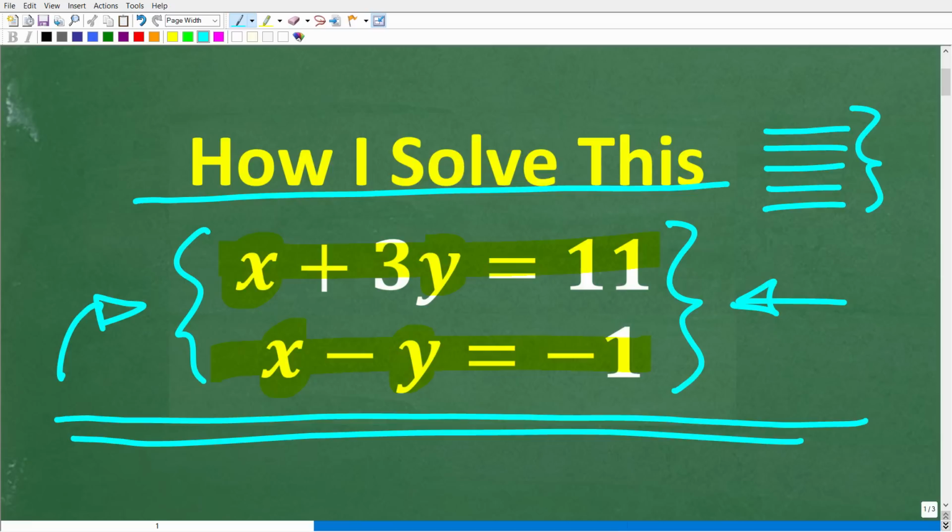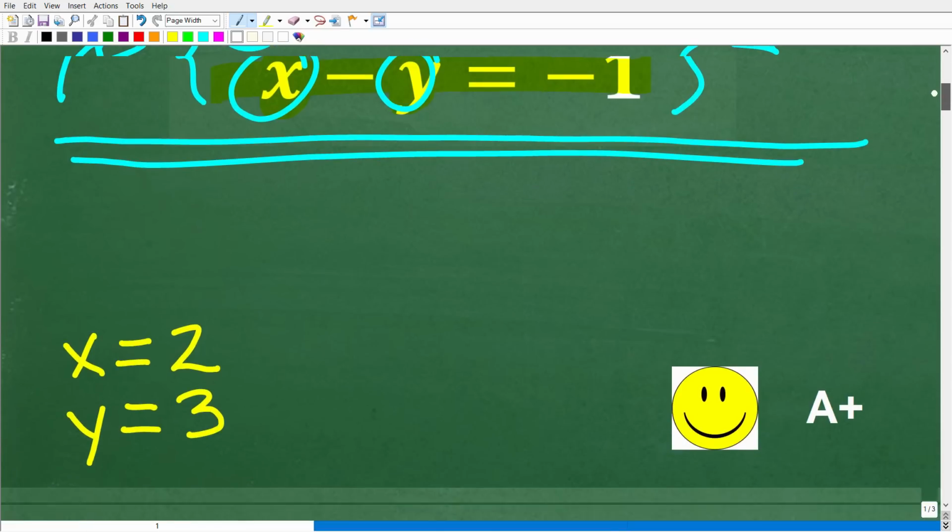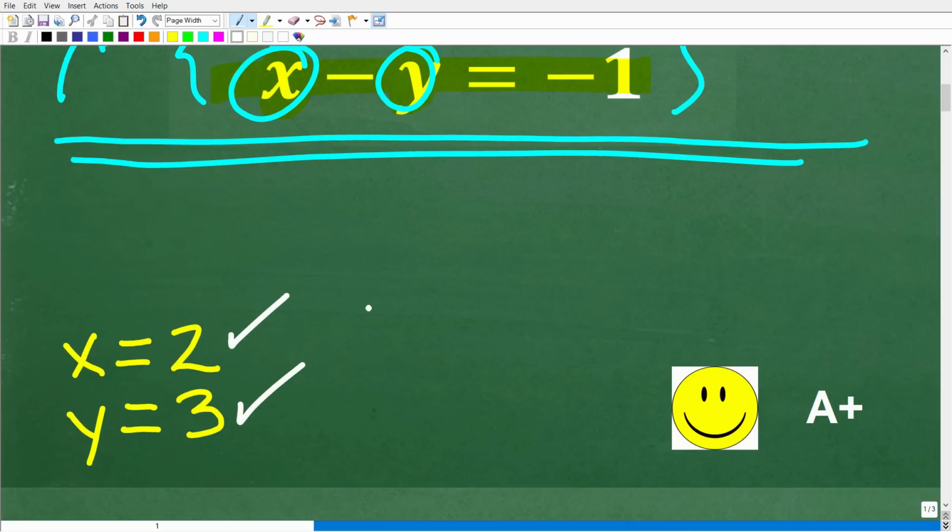All right, so we have x plus 3y is equal to 11 and x minus y is equal to -1. We're trying to solve this two-variable linear system for x and y. All right, so let's go ahead and take a look at the answer. The correct answer is x is equal to 2 and y is equal to 3. If you got this right, well, you definitely get a happy face and an A plus.